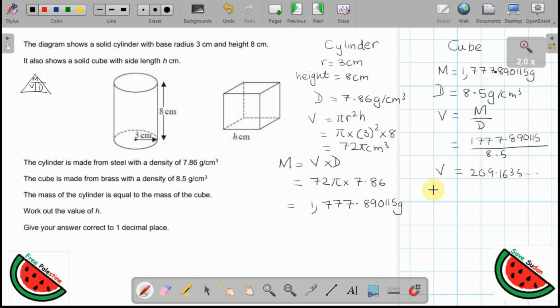To find the value of H, the volume of the cube is the side multiplied by the side times the side. In this case, if each side is H, the volume is going to be H cubed. So I can write this as H cubed is equal to 209.1635. Find the cube root of both sides to find the value of H, and to one decimal place, that gives me 5.9.